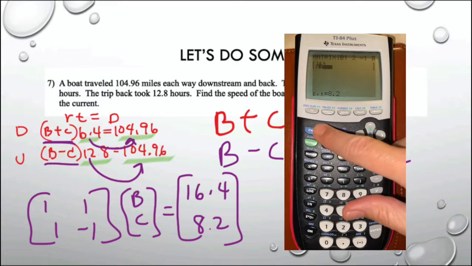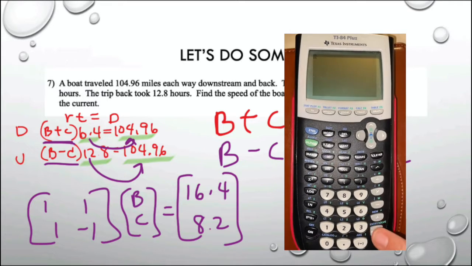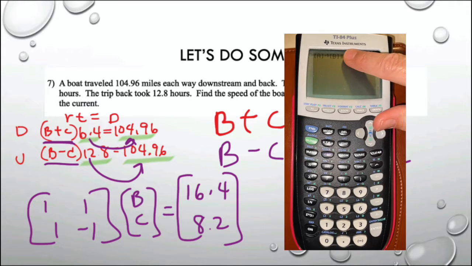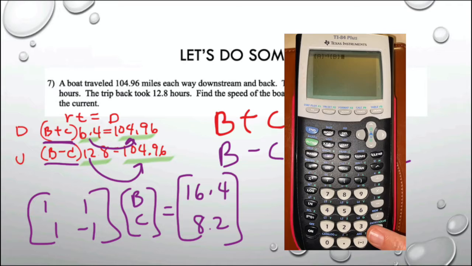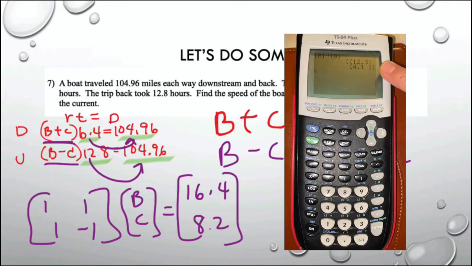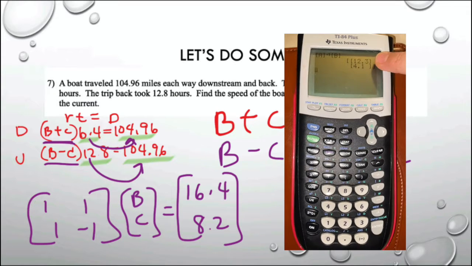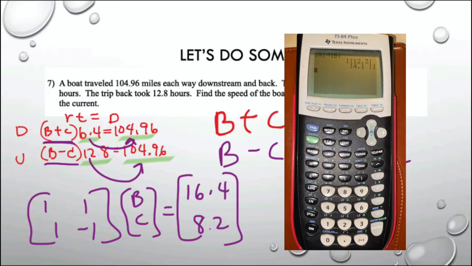Now, the really cool thing is we can pull up what we did last time. This is what we did last time, so we don't have to type anything in. That'll be quite fast that way. We're going to remember that we don't have fractions in this. We're going to leave them as decimals. So we'll have 12.3 miles per hour and 6.1 miles per hour.